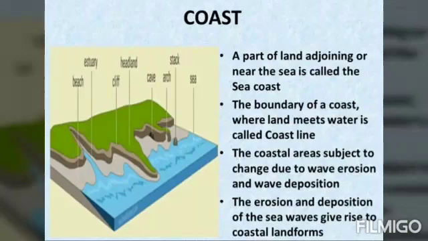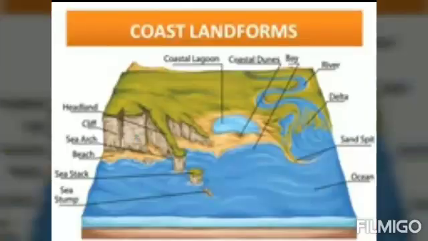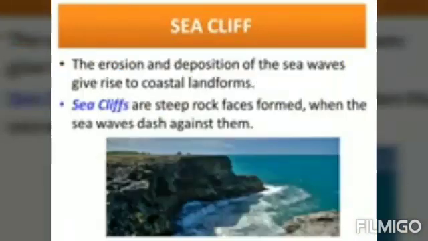See the picture. Coast landforms: ocean, sand spit, delta, river, bay, coastal dunes, coastal lagoon, headland, cliff, sea or beach, sea stack, stump. Among them, we will learn the important landforms.